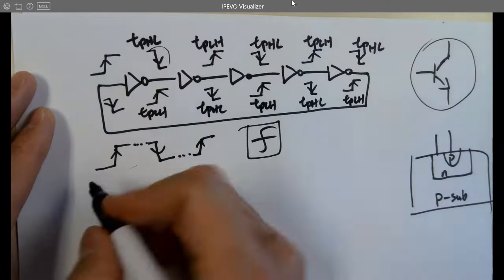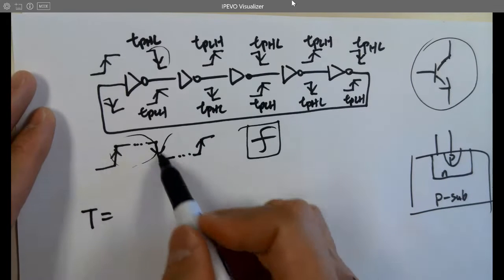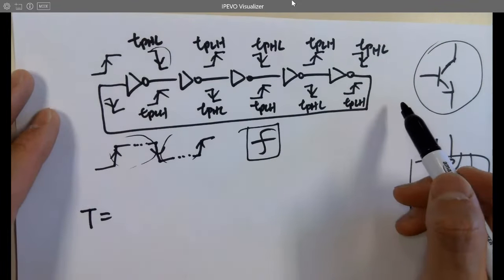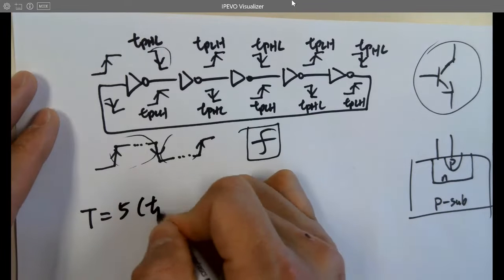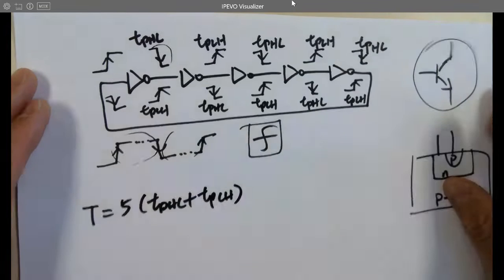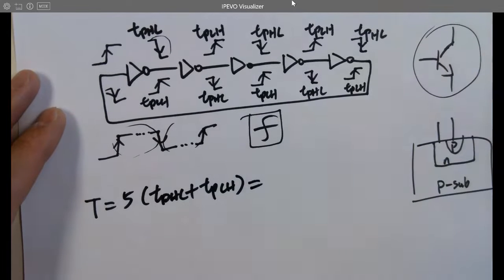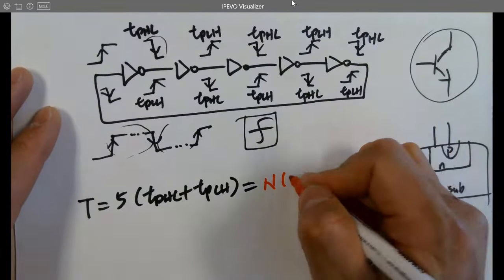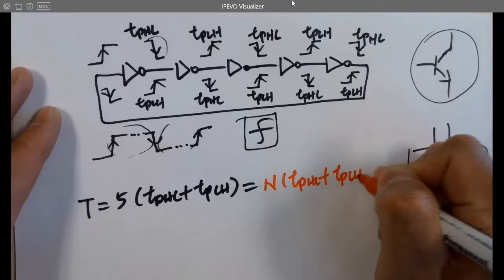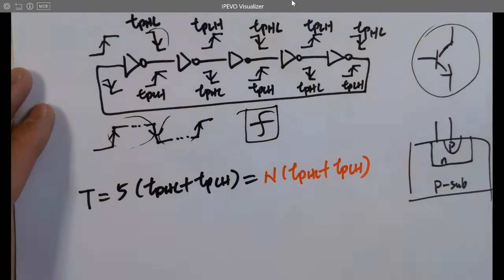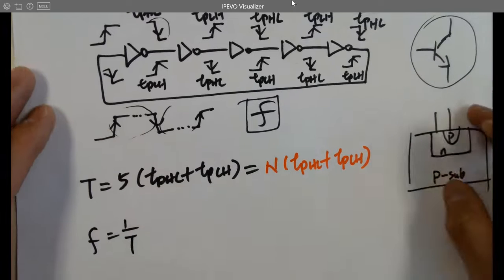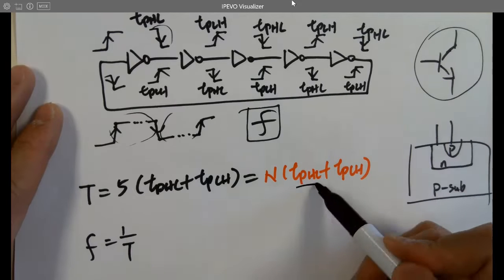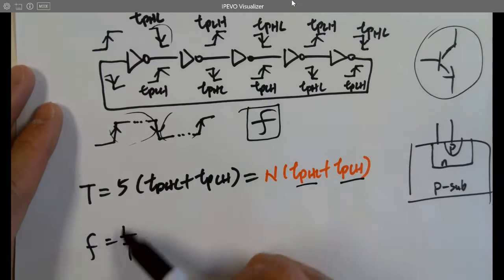So T, for the whole delay here and the whole delay here, is just one period, on and off. T equals all the TPs added together, which is 5 times (TPHL plus TPLH). The 5 is the number N, how many inverters there are in the ring oscillator. So what's the frequency of the ring oscillator? It's 1 over T. That's how I calculate it. It's pretty easy: you just need to calculate TPHL and TPLH, then times 5, and take 1 over the whole thing.